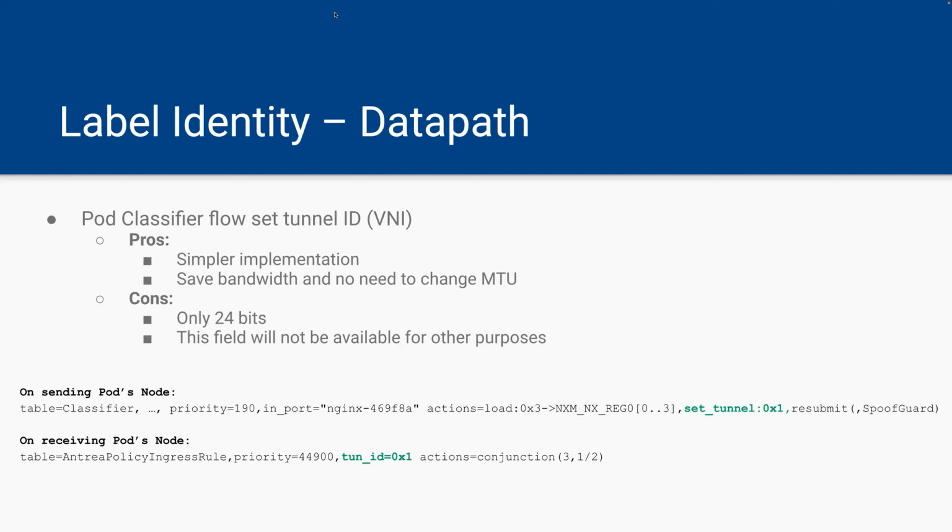And on the receiving pod's node, if there is any stretched network policy applied to this pod, then we will have a bunch of rules matching the source by the tunnel ID. So if we have a rule saying I want to allow or drop from a specific set of label IDs, we just put a matching condition for these tunnel IDs and enforce the policy that way.